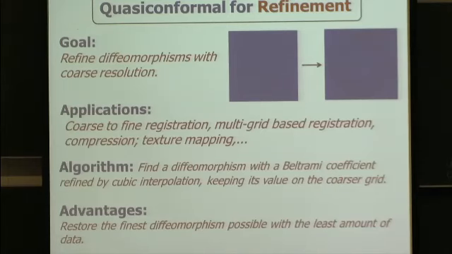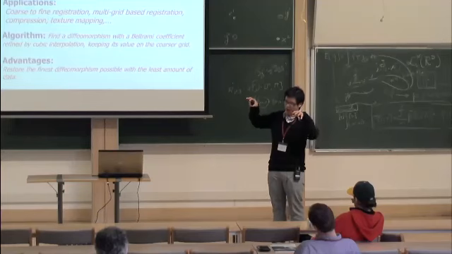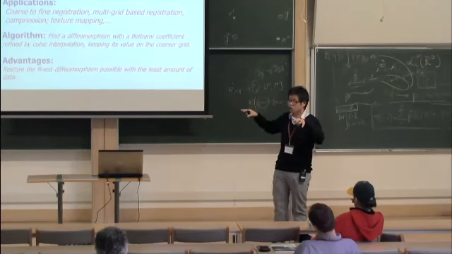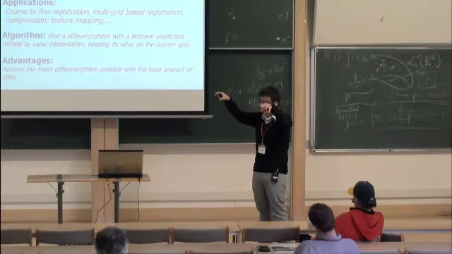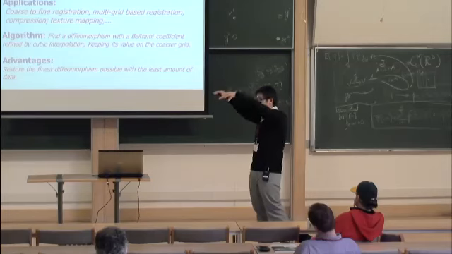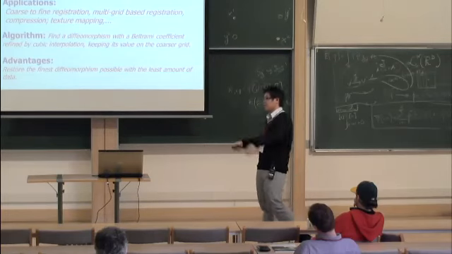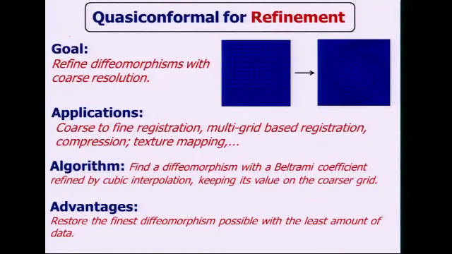If we want to do registration between two brain surfaces, it is very time consuming on a high resolution surface. So we can first look at the coarser grid, get an initial registration between them, refine it, and then we get a better initialization on the finer grid, and then we do some adjustment. So that is coarse to fine registration, or we can also do multi-grid based registration, projecting the registration problem onto a coarser grid and projecting it back. We can also do texture mapping refinement. I'm going to show some examples.